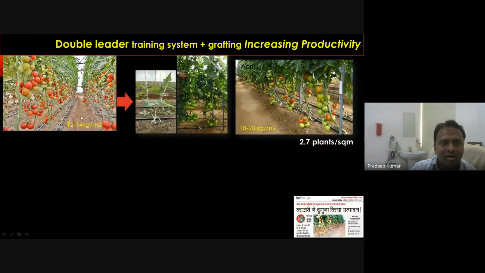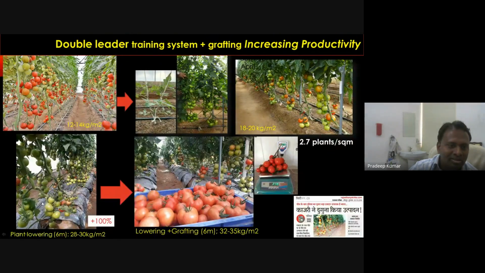So how grafting and other interventions enhance the productivity of tomato at our place. Earlier, we used to harvest 12 to 14 kg tomatoes per square meter using a single stem and a 4 to 5 month cycle. Then we went for two stems, both balanced, and we increased the yield from 18 to 20 kg per square meter, with only 2.7 plants per square meter. Then applying plant lowering, we could extend each vine to 6 meter length and achieve a 100% increase over the first one, 28 to 30 kg.